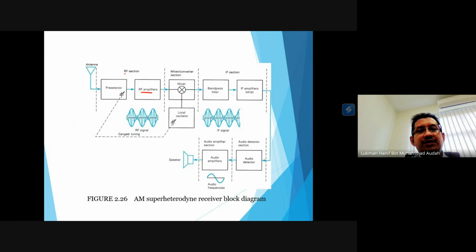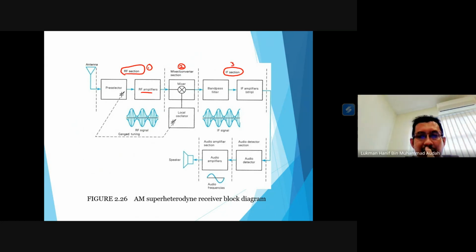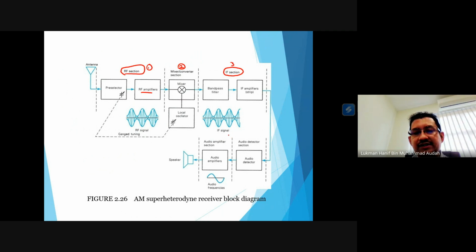The first one is the RF section, and then the mixer converter section. So this is section number one, section number two, and the third section is the intermediate frequency section, the IF section. And then it passes through the last section, what we call the audio section.